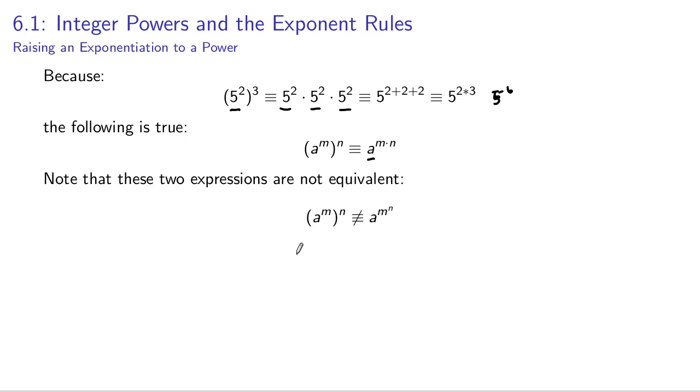So we could write that 5 squared cubed is not the same as 5 to the 2 cubed power, because 2 cubed is 2 times 2 times 2, which is 8. So this would be 5 to the 8th power, and this would be 5 squared cubed, which using this rule is 5 to the 6th power. So these are not the same thing.